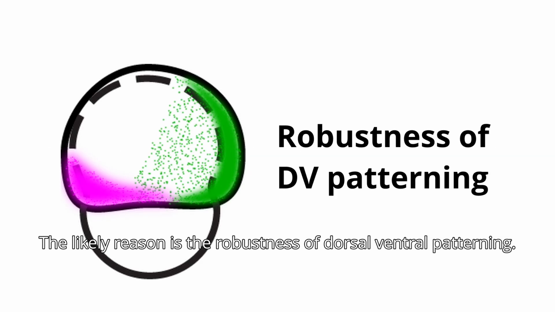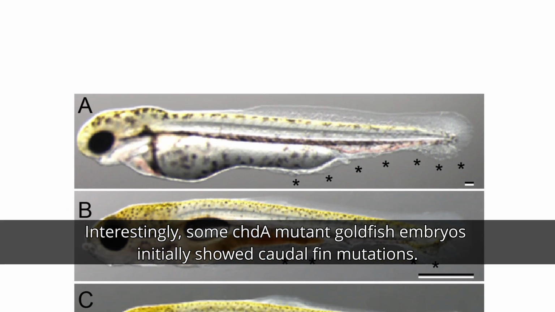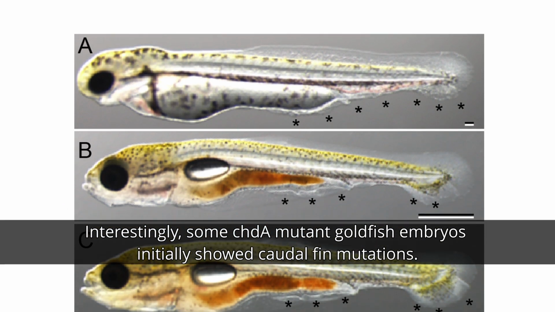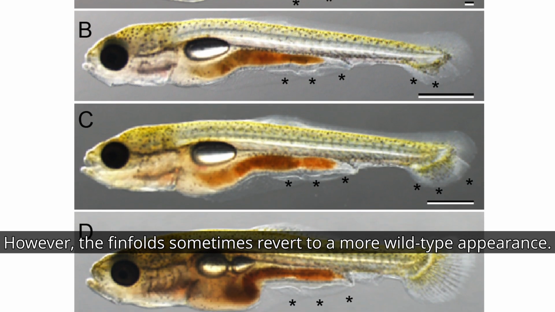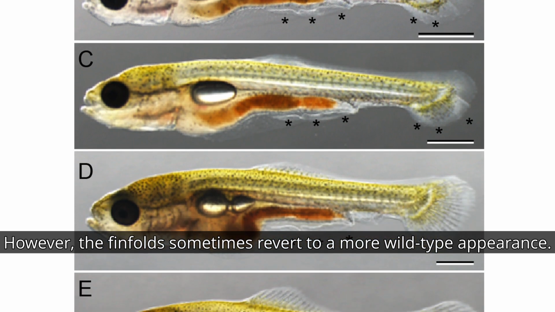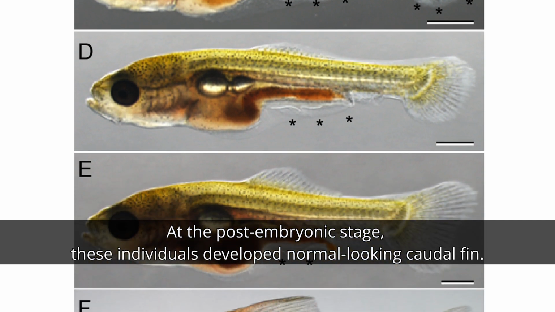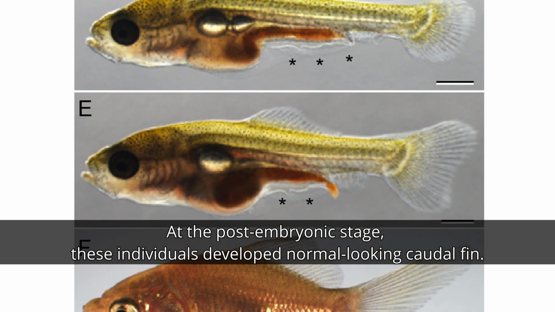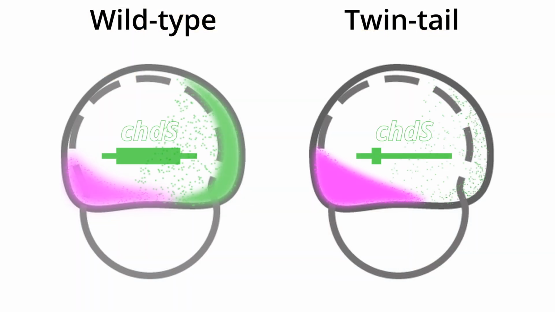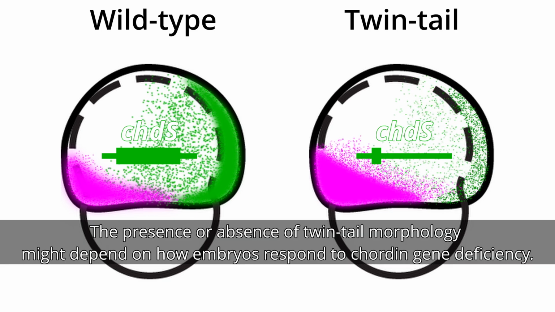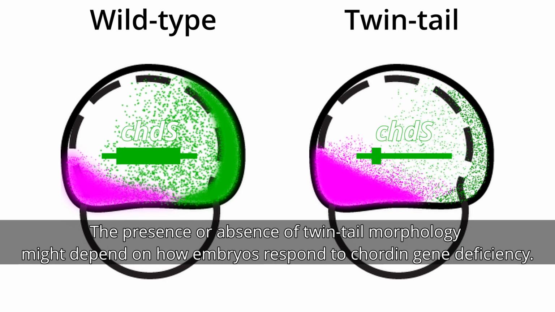The likely reason is the robustness of dorsal-ventral patterning. Interestingly, some coding A mutant goldfish embryos initially showed caudal fin mutations. However, these fin folds sometimes reverted to a more wild-type appearance. At the post-embryonic stage, these individuals developed normal-looking caudal fins. This observation suggests something important. The presence or absence of twin-tail morphology might depend on how embryos respond to coding gene deficiency.